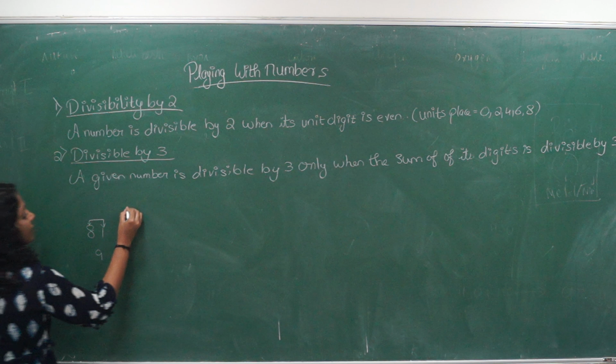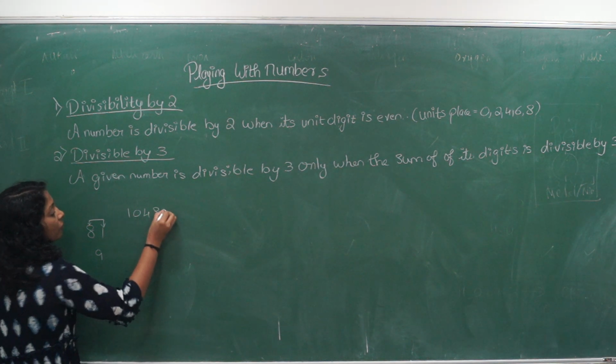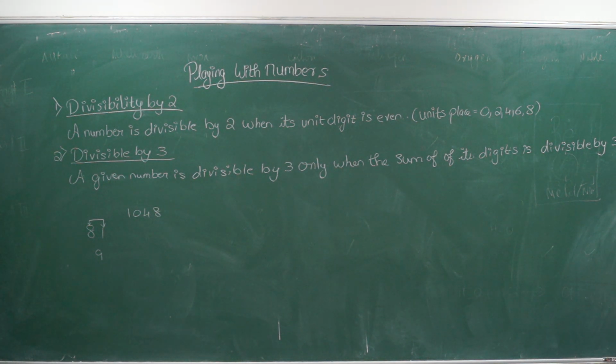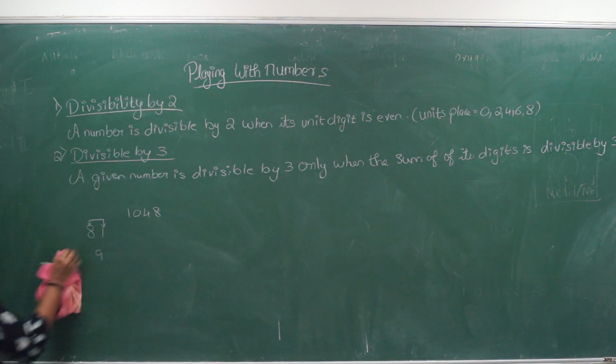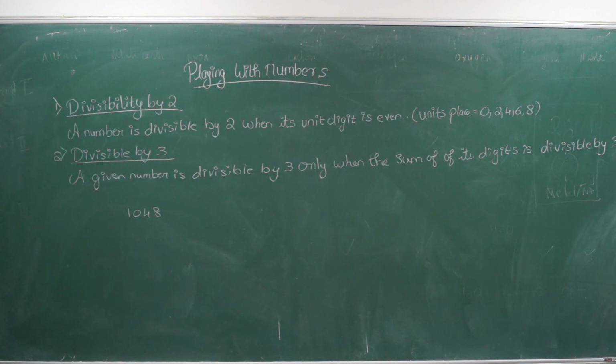Suppose I have 1048. What is the sum of the digits? 1048 gives 13. So is it divisible by 3? 13 doesn't come in the table of 3. So 1048 is not divisible by 3.